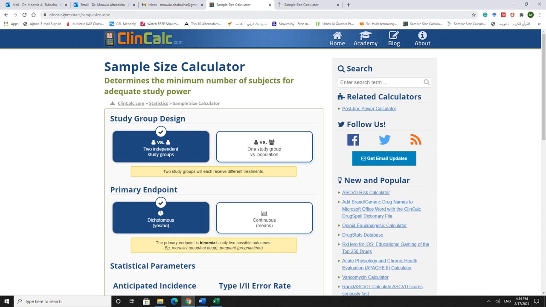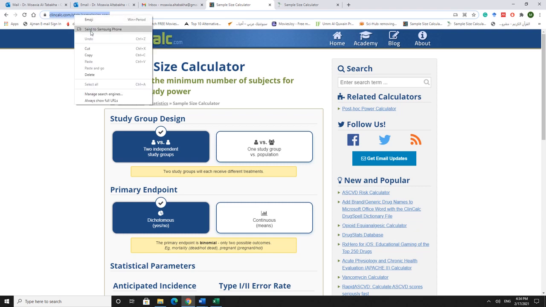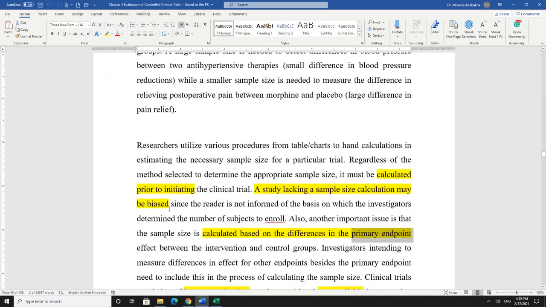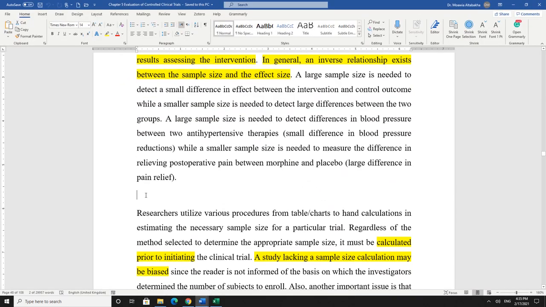Okay, the first one is ClinCalc, clincalc.com, and let me just type it here for you so you can see it. This is one.